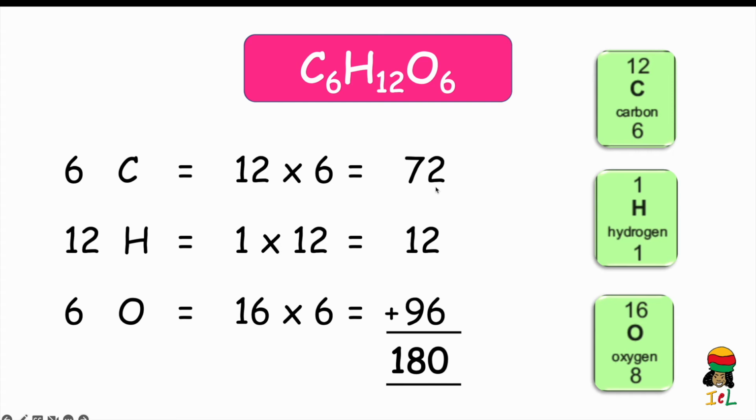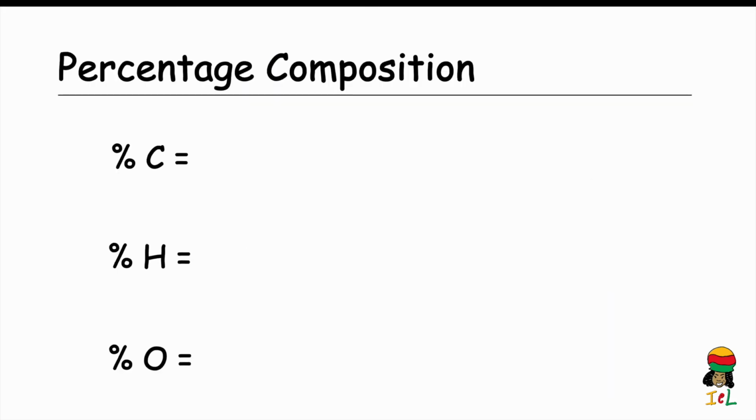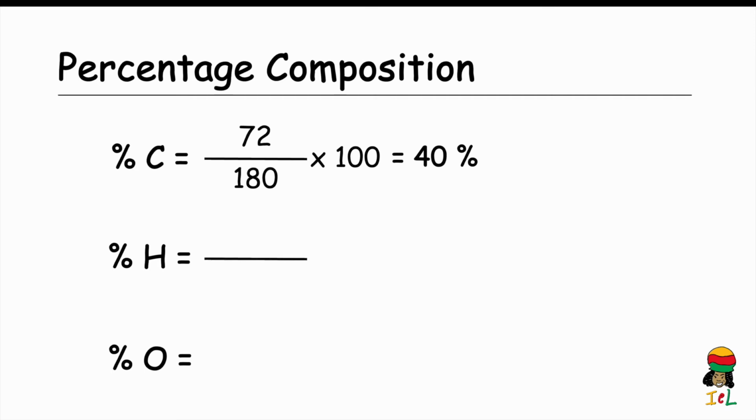Then we end up with a total relative mass of carbon as 72, and that of hydrogen as 12, and that of oxygen as 96, giving a total relative mass of 180. We can go ahead and find the percentage composition for each element within glucose. The percentage composition of carbon would be 72 divided by 180 multiplied by 100, which gives percentage composition of 40% for carbon. The percentage composition for hydrogen would be 12 divided by 180 multiplied by 100, which is 6.7%.